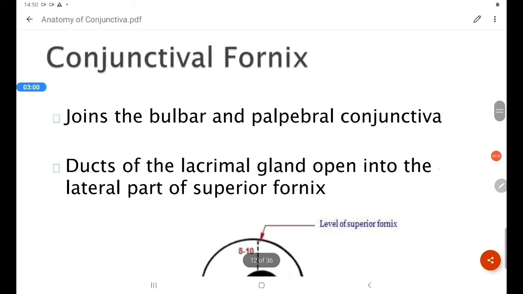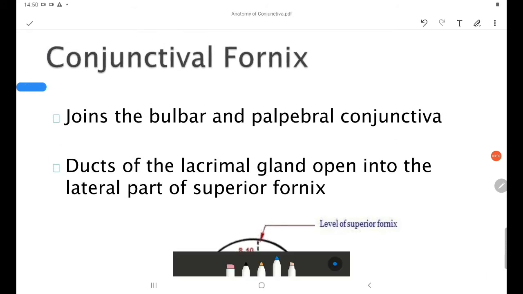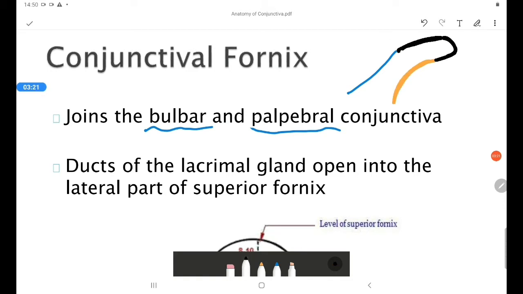Now regarding the conjunctival fornix, we should know that it is the area that is joining the bulbar and the palpebral conjunctiva. As you know, there is a palpebral conjunctiva, there is an area that is over the sclera, and whatever is joining these two together, this part is the fornical conjunctiva. The only anatomical or clinical importance of the fornix is that it is the area where the lacrimal ducts open into the lateral part of the superior fornix.